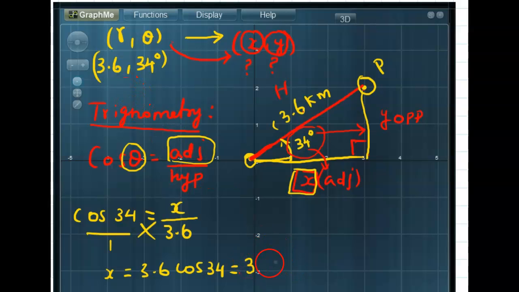If it is kilometers, you can write kilometer here. If it is a force, Newton, you can write that. It depends on the question.